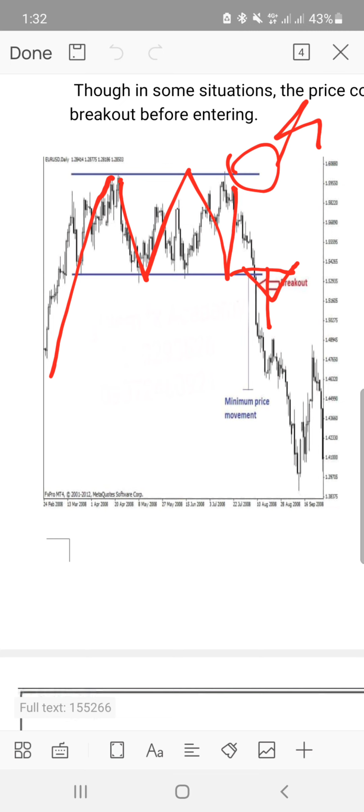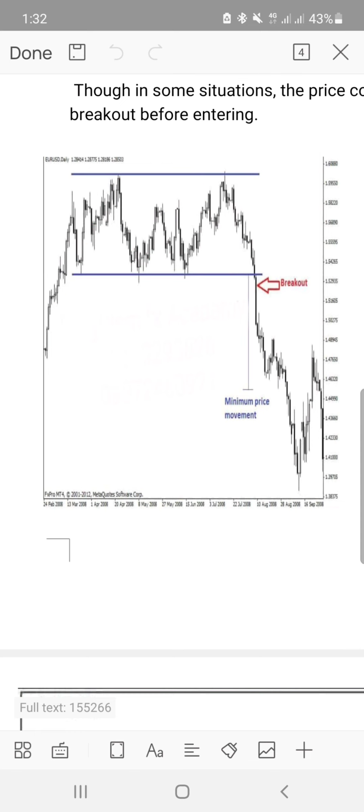Like in this case now, it didn't follow what we were expecting. It broke out on the downside, telling us that this is not a rectangle or a channel pattern. So it broke out on the downside, right? So if you want to trade, you can trade this breakout on the downside, although there's not much guarantee that it will go down. But if you decide to trade it, you can ride the market down.